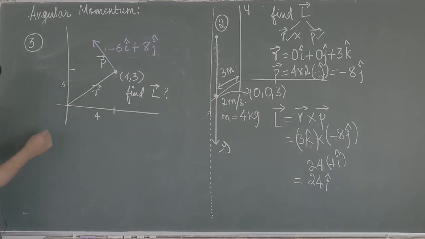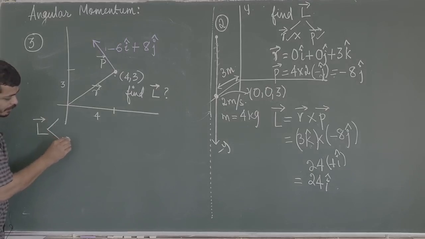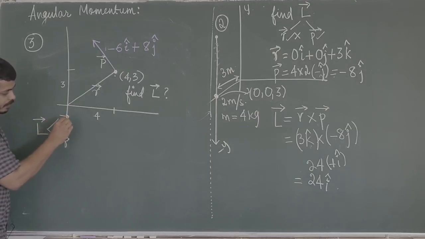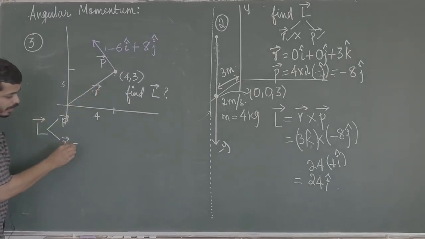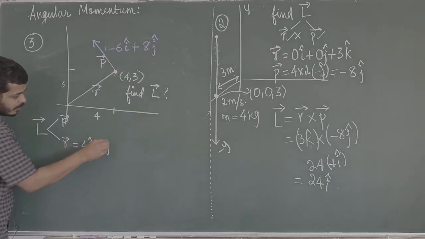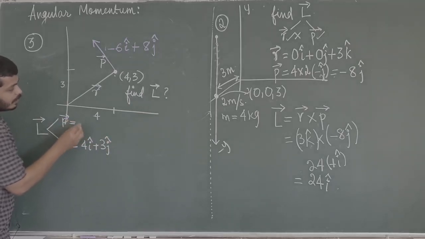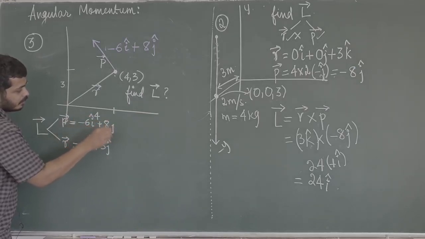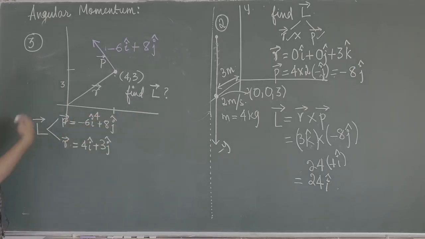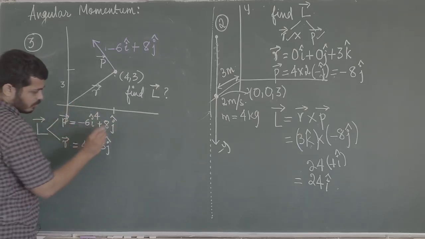So in this case, because you want to find out the value of L vector, you need to do two things. You need to take R vector, you need to take P vector, and you need to find the cross product. These vectors are already given to you. So R vector is simply 4i plus 3j, and P vector is simply equal to minus 6i plus 8j. The reason I gave you this question is that it has slightly more components than all the previous ones. So no problem.